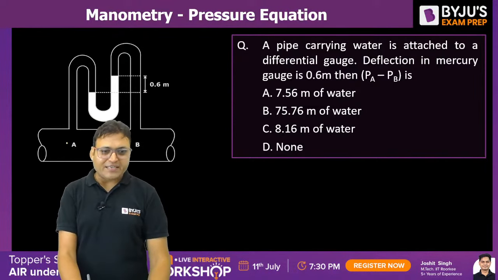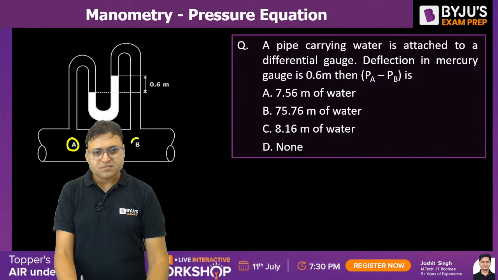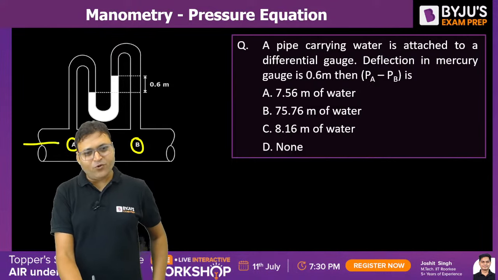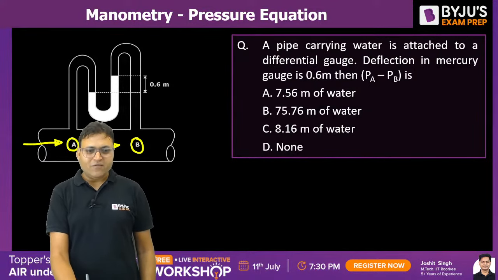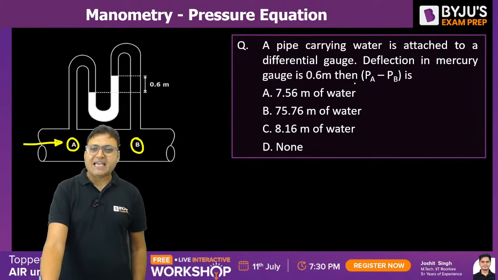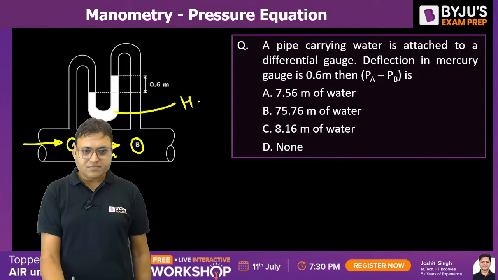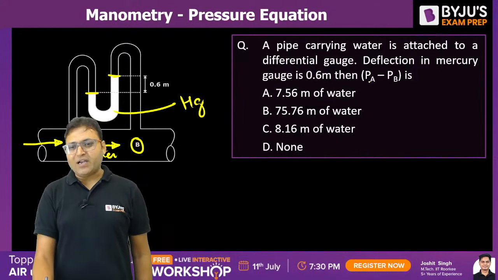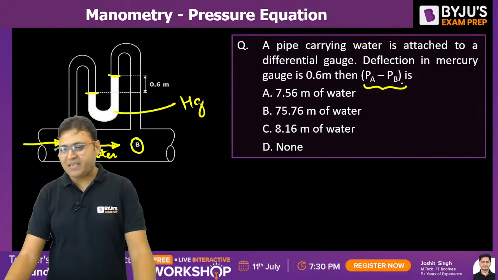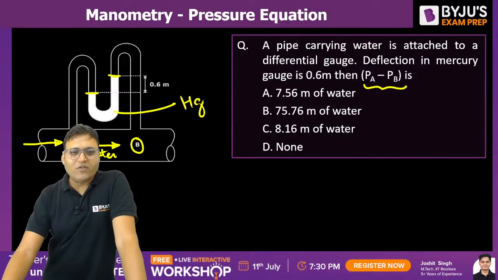There are 2 points A and B. There is a fluid flowing from A to B, a pipe carrying water. The fluid is water, attached to a differential gauge, deflection in mercury gauge. This fluid is mercury. The deflection in the mercury gauge, this distance, is 0.6 meter. Then what will be the value of pressure difference PA and PB? What will be the pressure difference PA and PB?